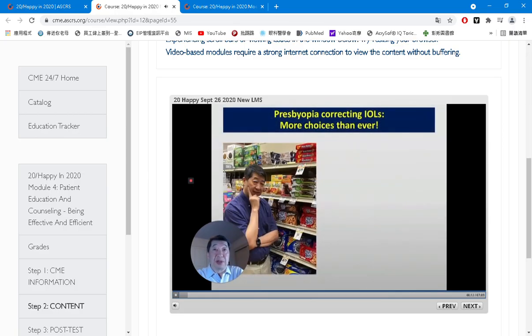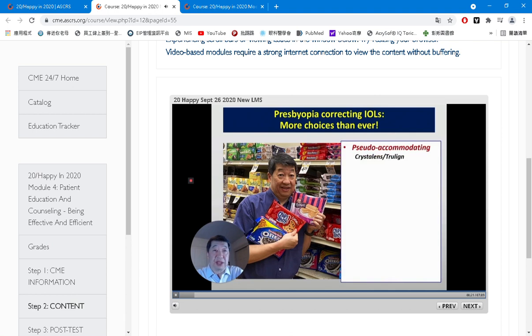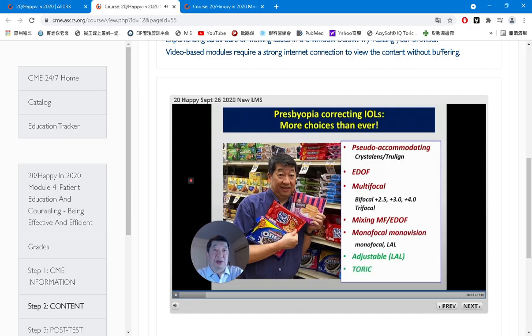As we all know, it's gotten much more difficult now that we have so many choices, and it's really hard, therefore, to help people navigate this selection process. We've got the pseudo-accommodating lens, now we have the EDOF. We have different powers of bifocals, now a trifocal, plus we can mix them all. We continue to have monofocal monovision with the nuance now of adjustability, and then we also have toric. And often my patients are like this guy over here, having trouble deciding which one they want.